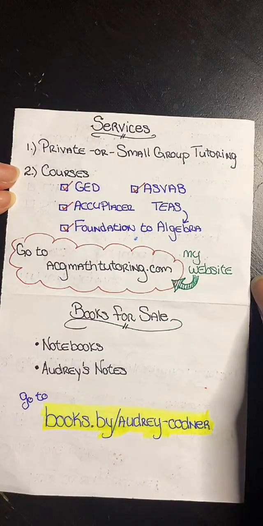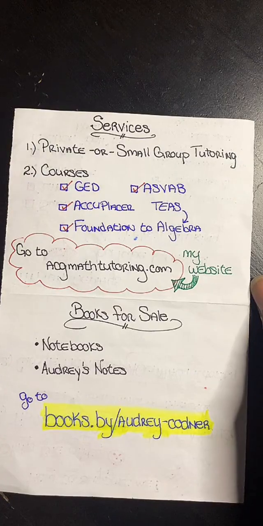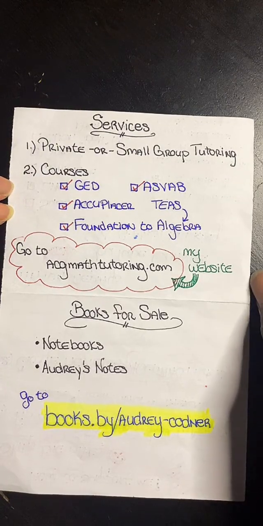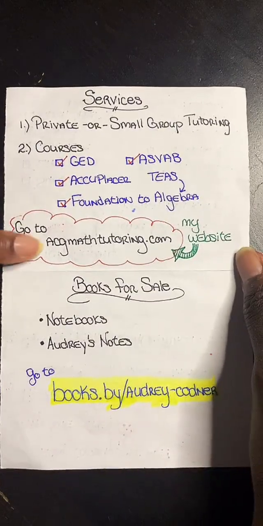Data analysis, so the measures of central tendency, how to read a graph, using the 5-point summary, or what you guys call box plots. All of that is on there, and if you are interested, you can just go here.